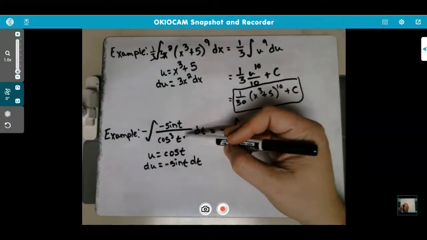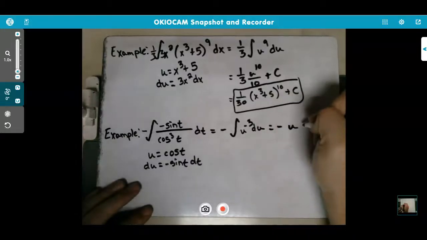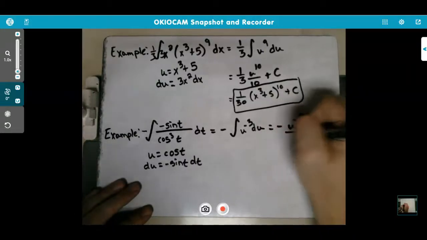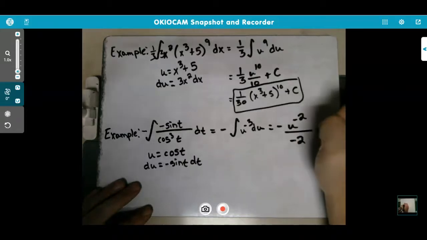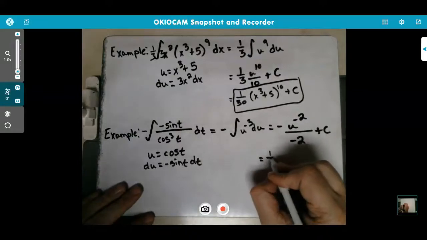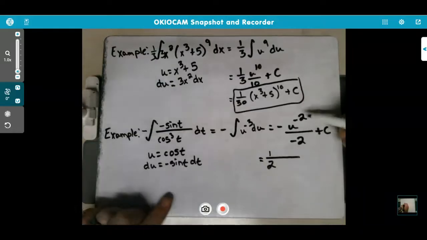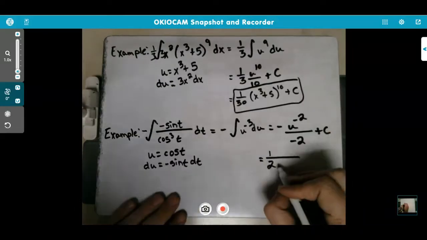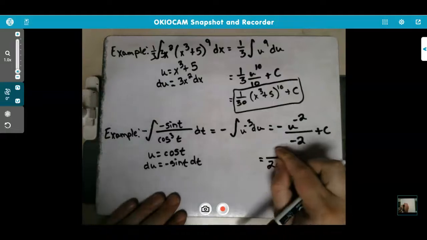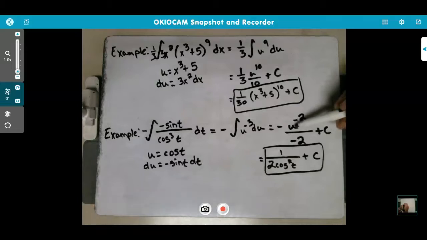Again, it's in the denominator, and so it would be negative 3. Add 1 to that. That would be u to the power of negative 2 over my new power, which is negative 2, plus c. Negative 1 divided by negative 2 gives you positive 1/2. My u is equal to cosine. So it's cosine squared, but since it's a negative, it's going to be in the denominator, plus c. Again, because this is cosine to the power of negative 2, which means I can put it in the denominator as being squared.